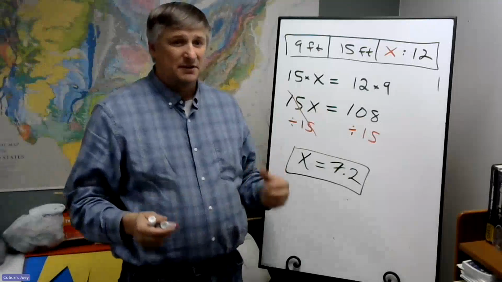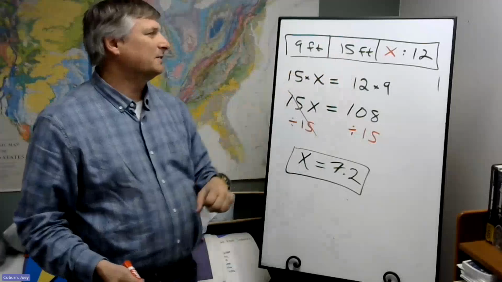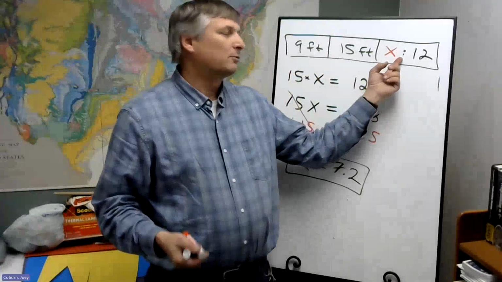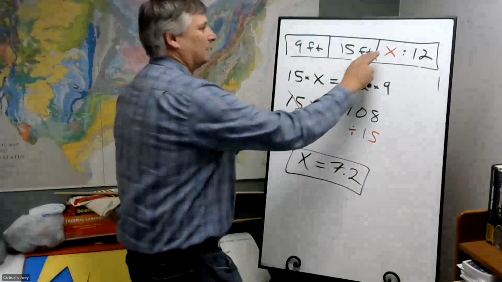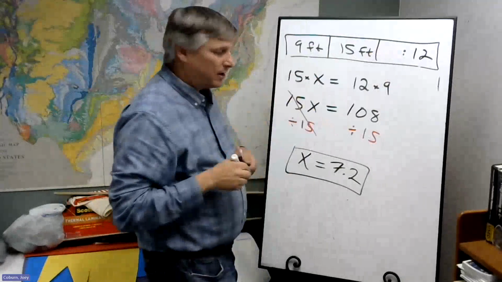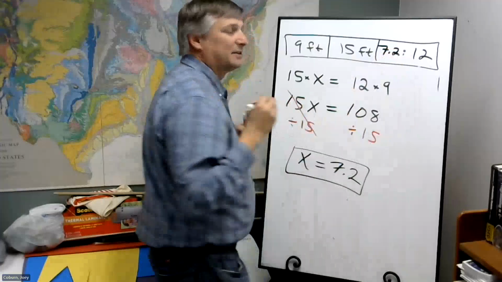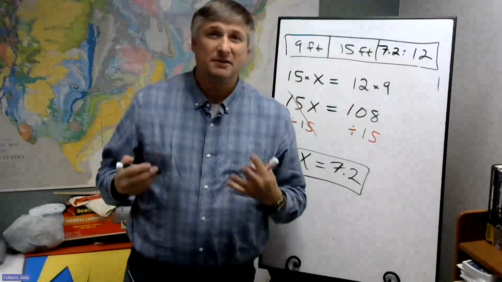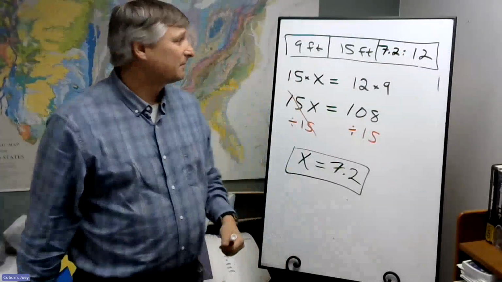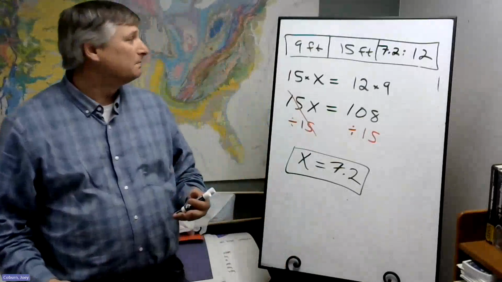So what it says is this: if we want to reduce the ratio of 9 feet to 15 feet to a ratio that has a bottom number of 12, we turn the 15 into a 12. That means the 9 has to become a 7.2 if these two ratios represent the same type of relationship. So that's it. Any questions? Let me know.